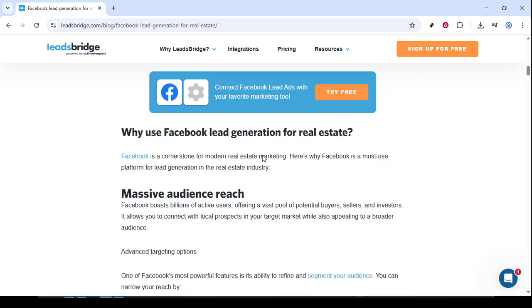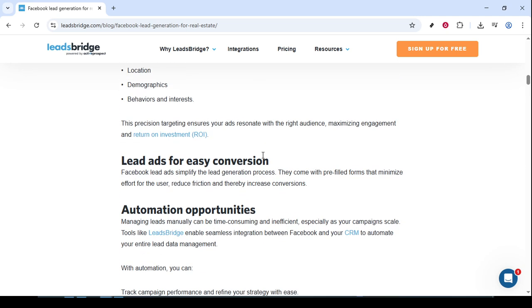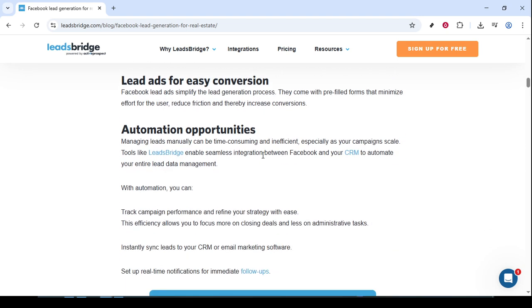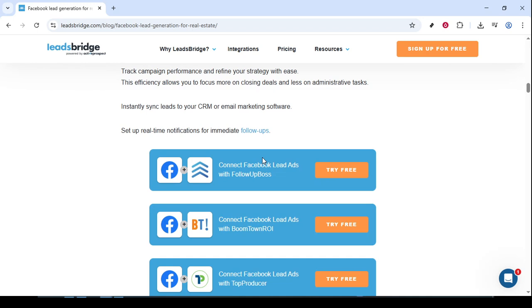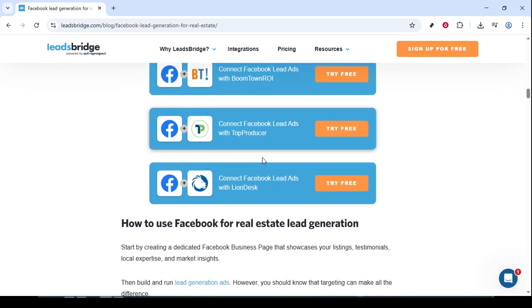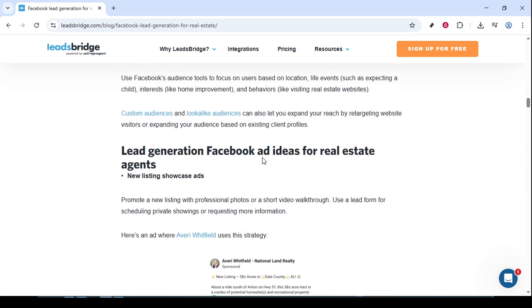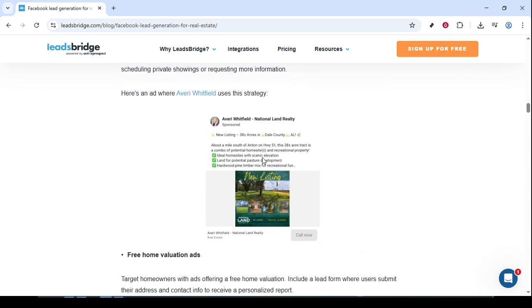These ads simplify the conversion process by allowing potential clients to express interest directly through the ad. To make the most of your campaign, it is critical to define your target audience accurately. Consider factors like location, demographics, and buyer interest to tailor your ads effectively. The specificity of your targeting can make a significant difference in the quality of leads you attract.